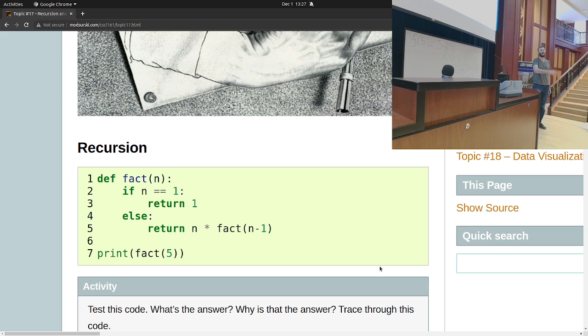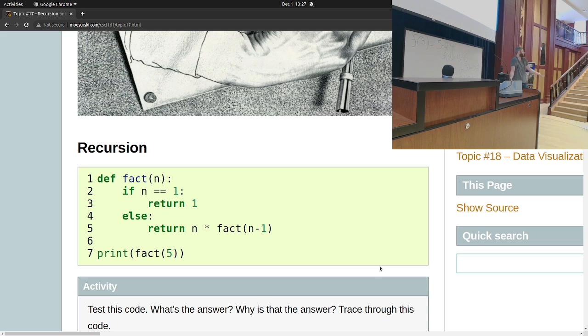If you call me and I'm this function, and you say, hey, tell me what fact of 5 is, I'll be like, well, that's easy. It's just 5 times fact of 4. And then you're going to say, yeah, but what's fact of 4? I'm like, I don't know. It's not my problem. Although I'll call another function and have you tell me what fact of 4 is.